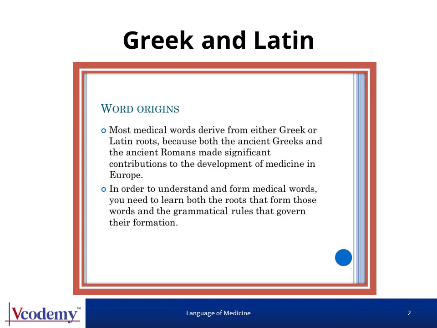In order to understand and form medical words, you need to learn both the roots that form those words and the grammatical rules that govern their formation. So, although medical terms have been drawn from many languages, not only Greek and Latin, a large majority are from Greek and Latin. So, some familiarity with the meaning of the most frequently used roots, prefixes, suffixes will clarify the whole field. So, with a little study, it will be found that the long and formidable sounding medical terms are a combination of words which describe parts of the body, a function, or a condition.